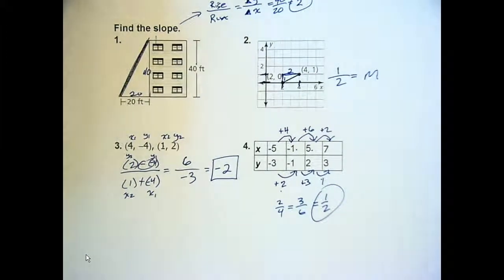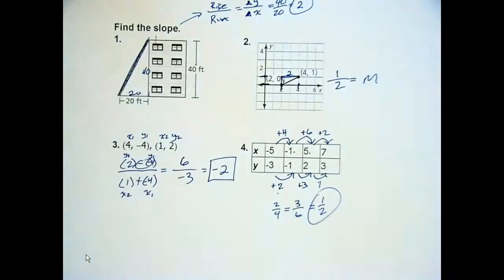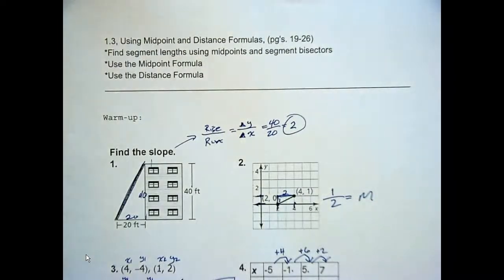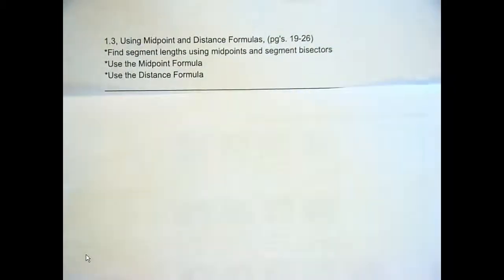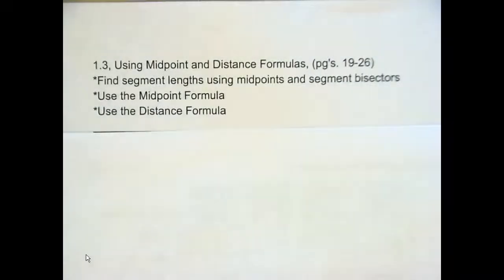Quick review of slope. All right. Any questions? Okay. Today our learning goals are up here on the top of the page. So why don't you copy those down real quick. Well, you don't have to copy them down. It's up to you. It's a nice checkoff sheet, but there's your title. We're covering section 1.3 using the distance and midpoint formula. It's on page 19 through 26.